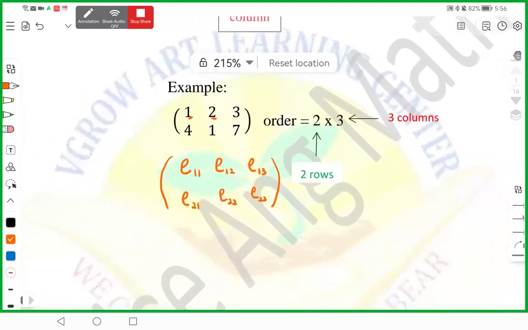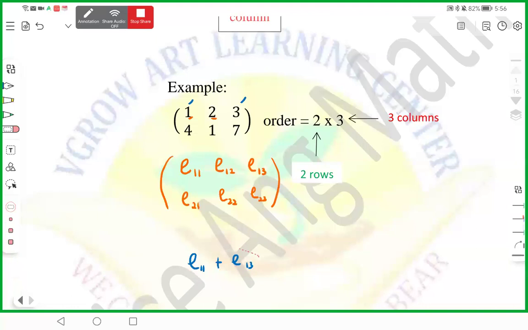You need to know the position of each element, because sometimes they will ask very simple questions. What is the sum of E11 plus E13? Then you have to take the numbers. You have to know where the position is. So 1 plus 3 is 4. Just simple like that, but first you must know the position. Okay, any questions about the position, the order, the matrix?